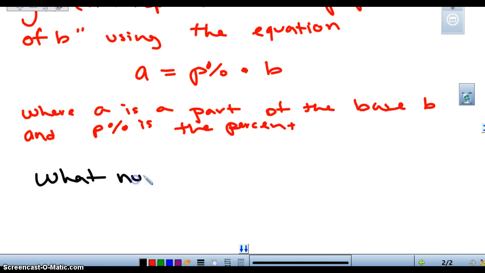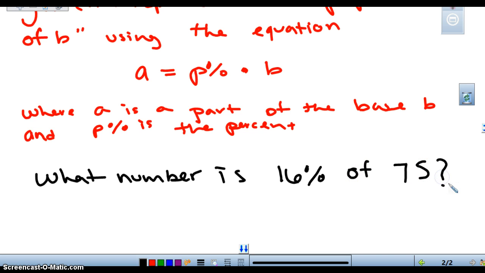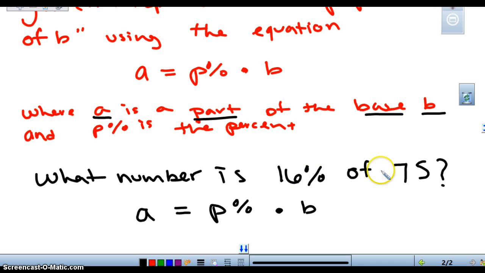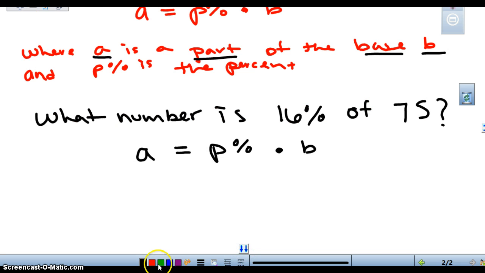What number is 16% of 75? If we write down our equation, A equals P% of B, where A is the part and B is the base. What number is 16% of 75? So 16% would be what? It would be P, right? Of 75. What would 75 be? The base, B.